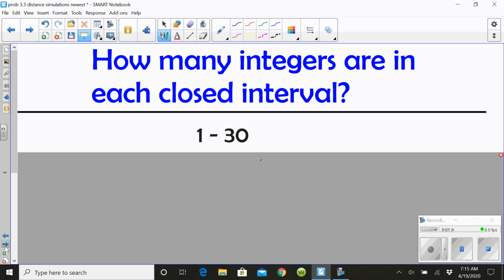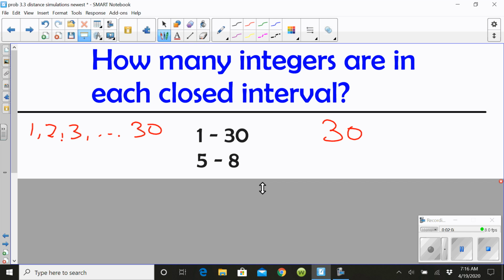So my question to you right now, think about this. How many integers, you could think of it as whole numbers because we're positive values here, how many integers are in this closed interval from 1 to 30? How many counting numbers are in that interval? Think about it. I hope right now you're thinking that there are 30 numbers in that interval. I mean, we could list them, 1, 2, 3, and so on, all the way up to 30. But there are 30 integers in that interval.